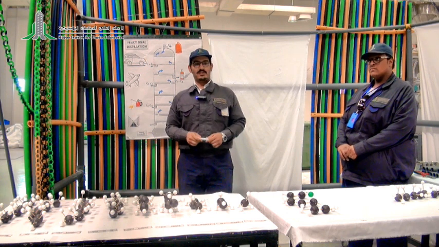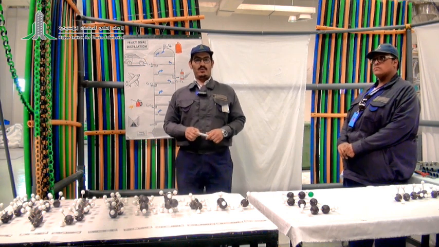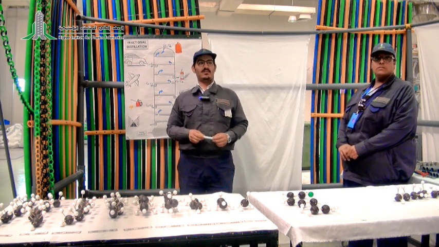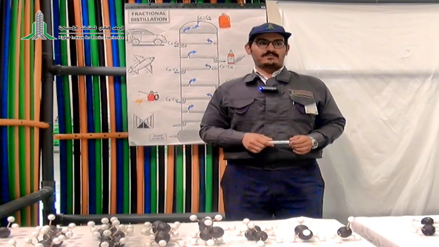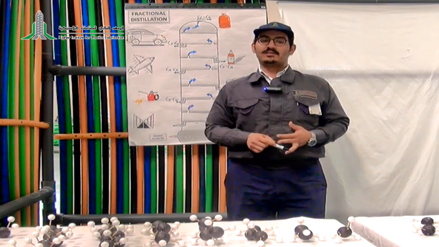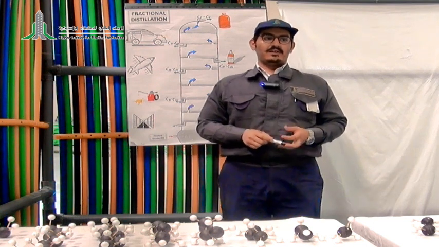Today we are going to discuss how to produce polyethylene, polypropylene and polyvinyl chloride from the crude oil. There are three stages: fractional distillation, cracking and polymerization.